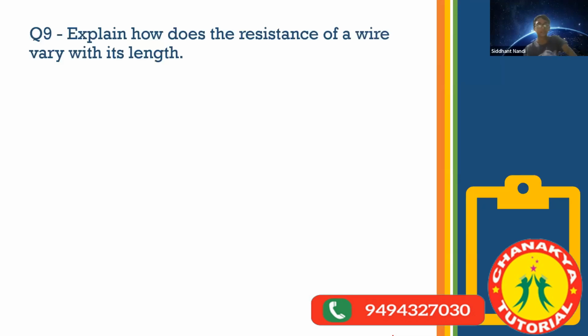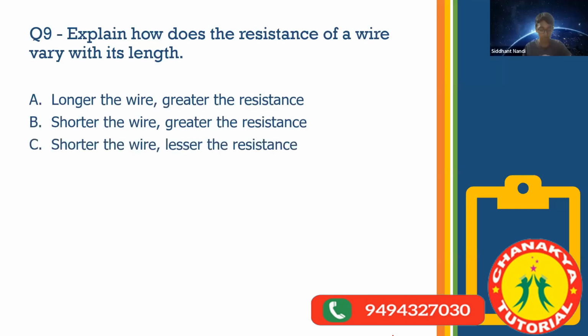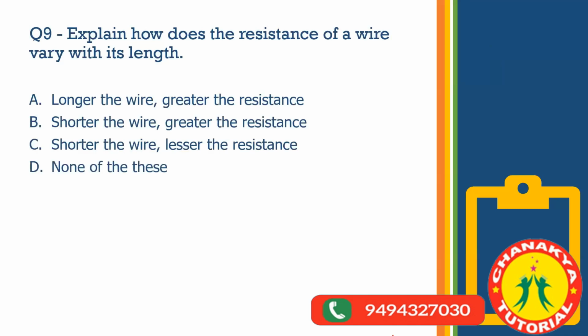Next question. Everybody should participate equally. Team B, I have to explain this. Explain how the resistance of a wire varies with its length. Option A, longer the wire, greater resistance. Option B, shorter wire, greater resistance. C, shorter wire, lesser resistance. D, none of these. Time starts now. One minute for this question.